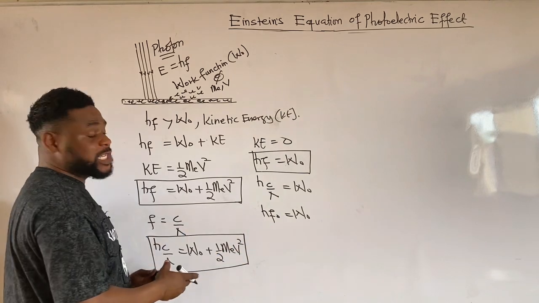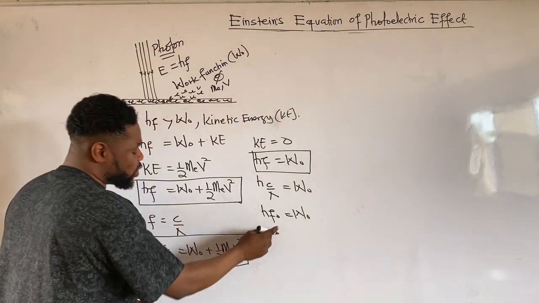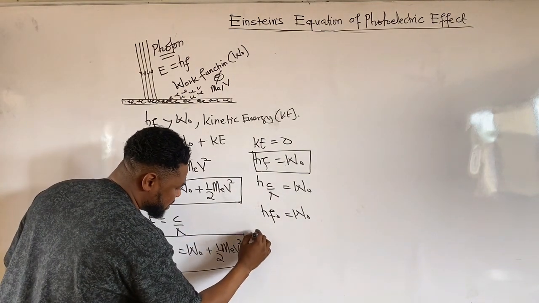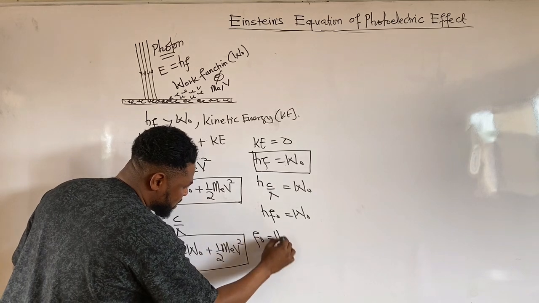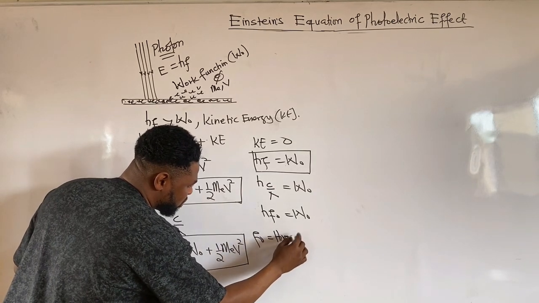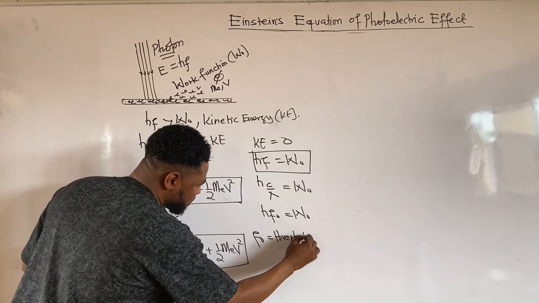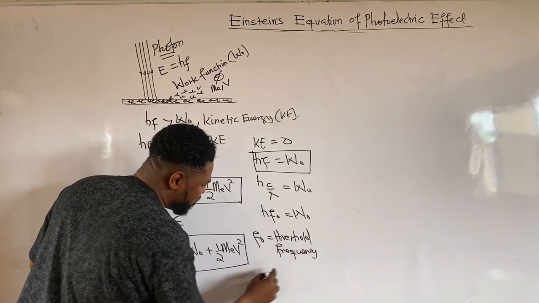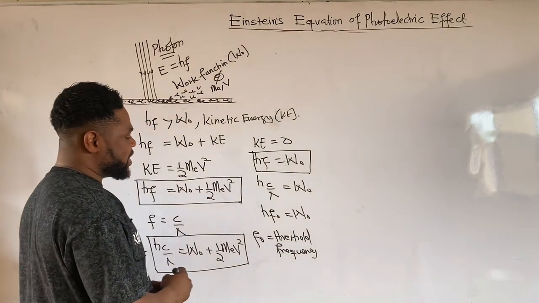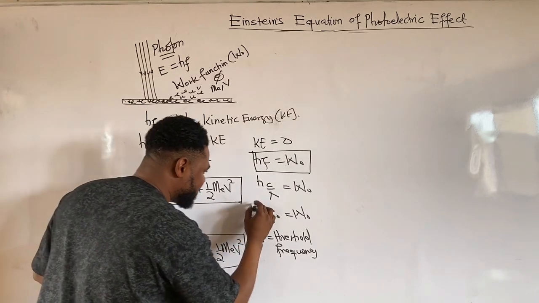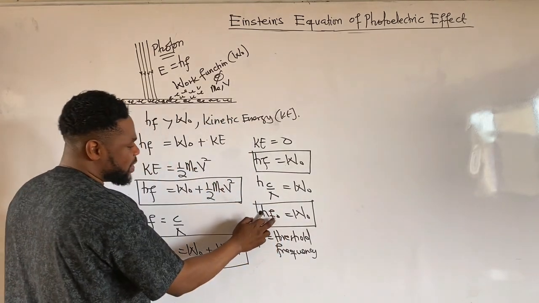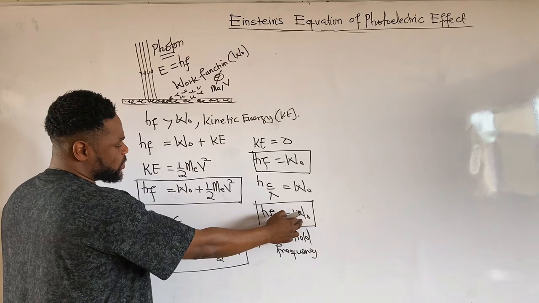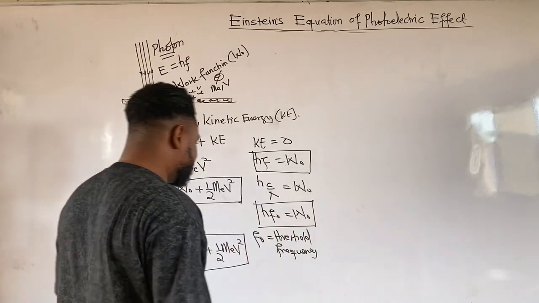So this is a relationship that exists between what we call threshold frequency. So f naught is equivalent to what we call threshold frequency. That is the minimum frequency below which no photoelectrons can be emitted. So we can have this relationship here, f naught to work function.